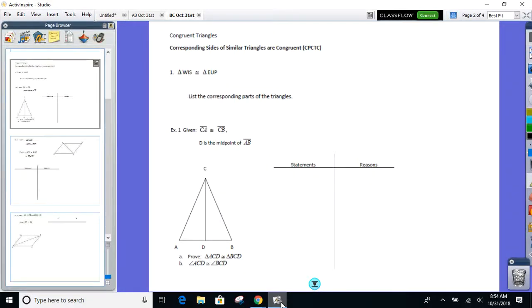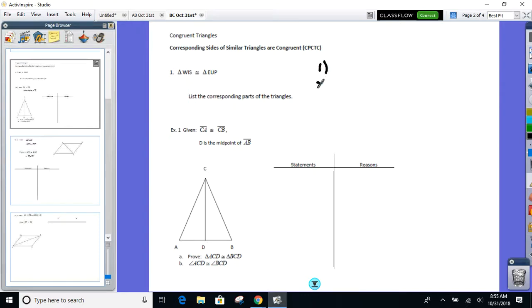All right, so first thing, I'm telling you two triangles are congruent. I didn't provide a diagram. You know why? Because you don't need it. I'm telling you triangle WIS is congruent to triangle EUP. List the corresponding parts of the triangle that are congruent now. Once the triangles are congruent, now the corresponding parts are congruent. All right, that's what today's topic is about. Once you get the two triangles congruent, now you can tell me all their corresponding parts.